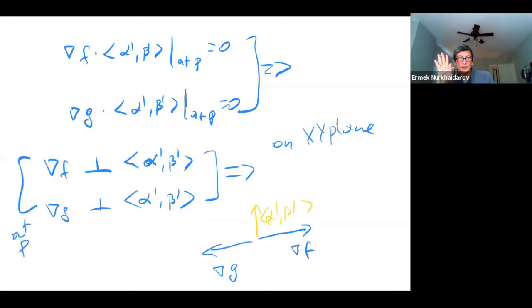So that's exactly what the Lagrange multiplier theorem is saying. If both are perpendicular to the third one, they are parallel. And that's exactly what the Lagrange multiplier theorem is saying. So that's the intuition behind it.